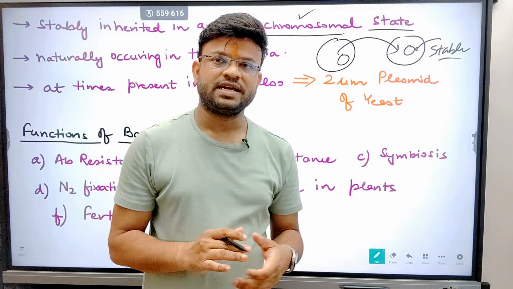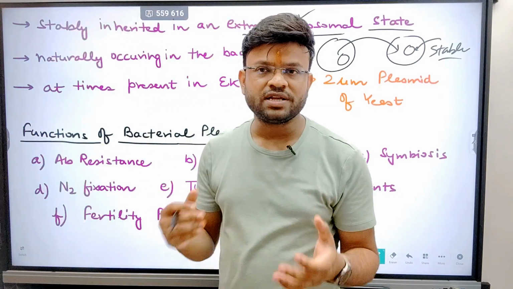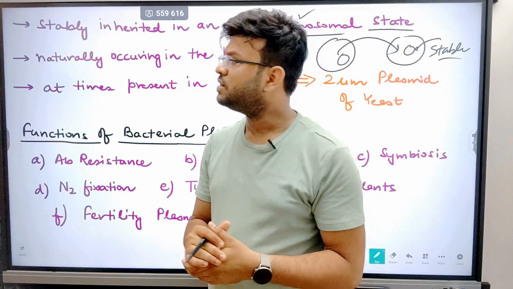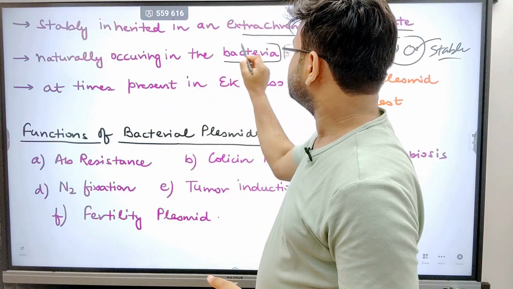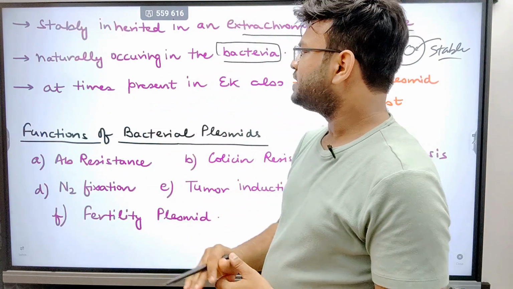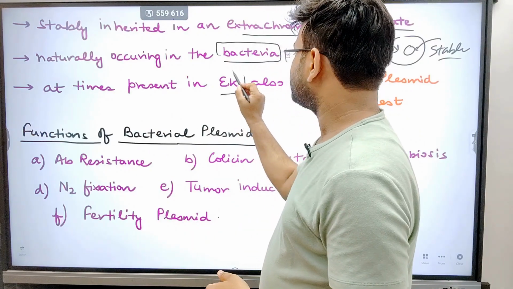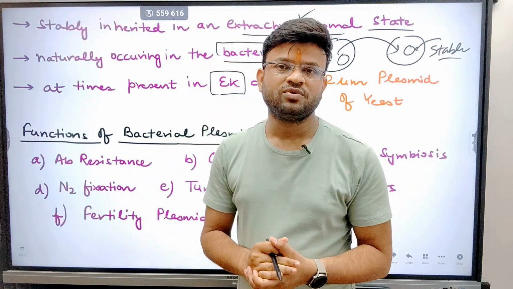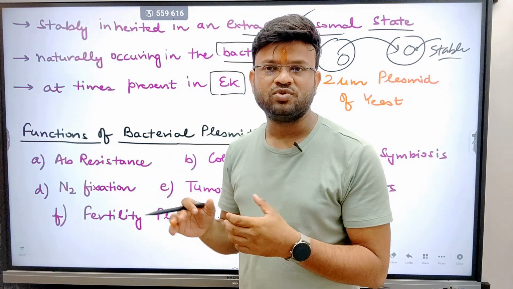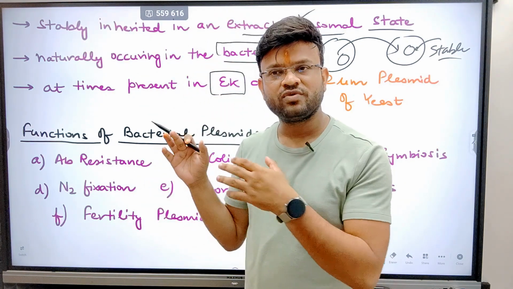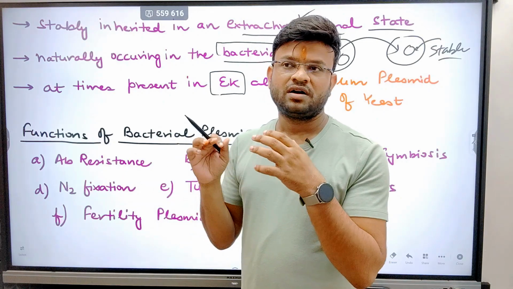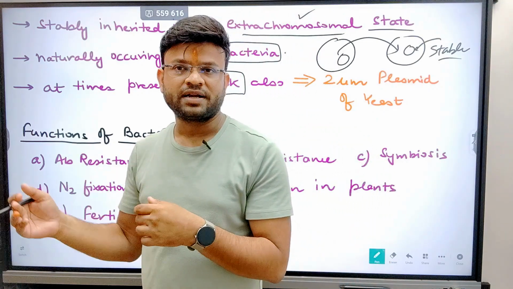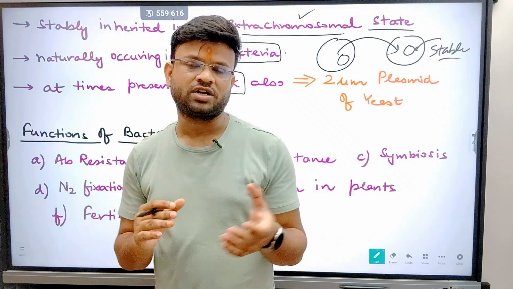So as I've already said, plasmids are generally seen inside the bacteria. Now, at times they are also present in eukaryotic cells. This is rare. There are certain examples wherein you can see that plasmids are present in eukaryotic cells, but in general you will always refer to the prokaryotic cells or the bacteria whenever plasmids are being talked about.